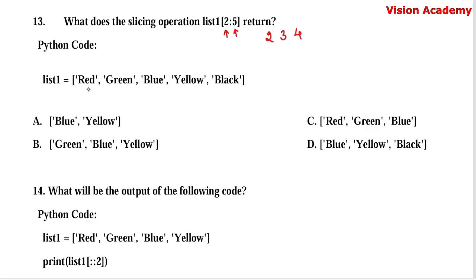You can observe here index number 0 consists of red, green has index number 1, next blue is 2, yellow is 3, black is 4. So we need to consider only 2, 3, 4, that is blue, yellow, black. Here you can observe blue, yellow, black is present in option D, hence it is the right answer.